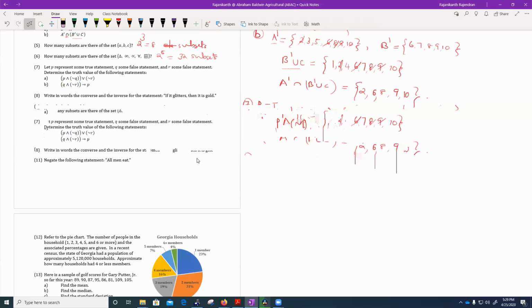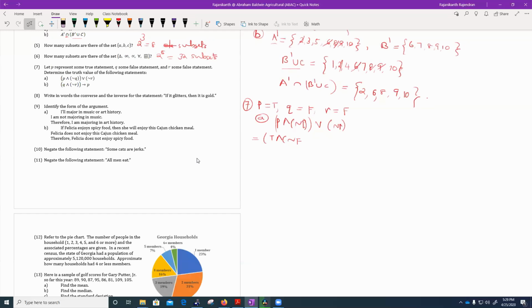The statement P has a true value and Q is F, and I'm taking OR. The negation of R is, the negation of F is true. Then you are taking OR with again the negation of F, which is true. So T and T is true, and true or true is going to be again true. So it is true.